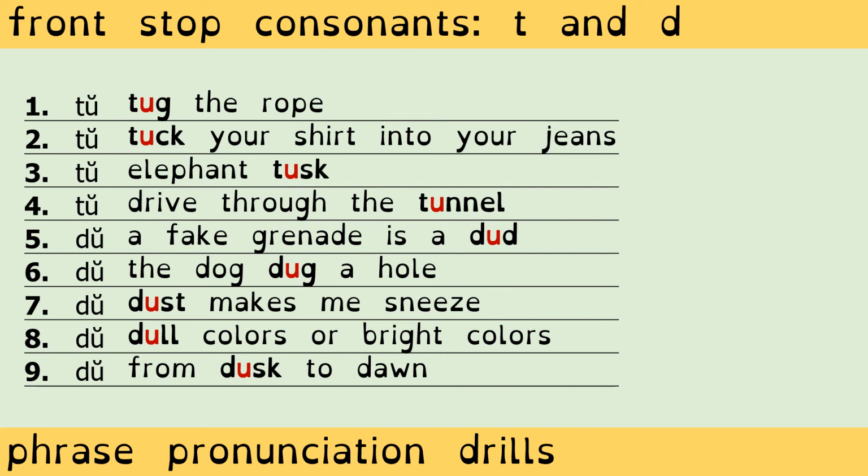The short U sound. Number 1. Ta. Tug the rope. 2. Ta. Tuck your shirt into your jeans. 3. Ta. Elephant tusk. 4. Ta. Drive through the tunnel.